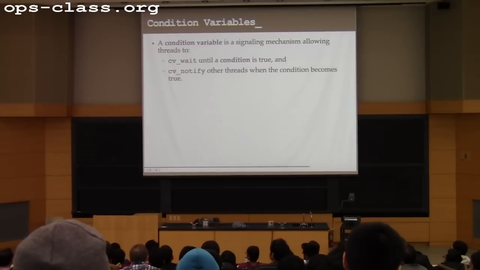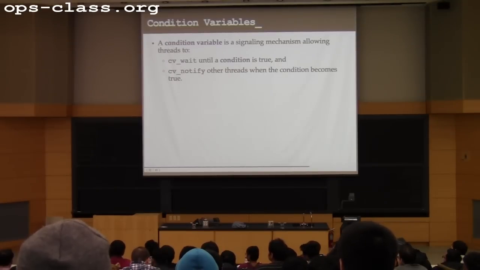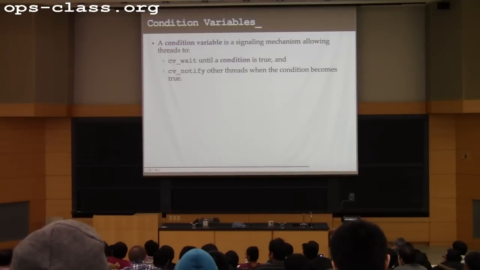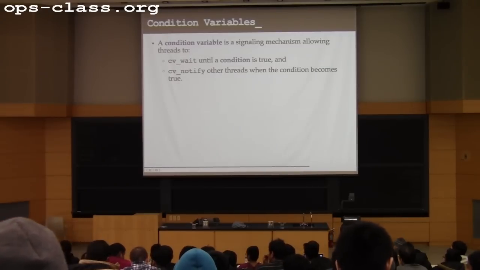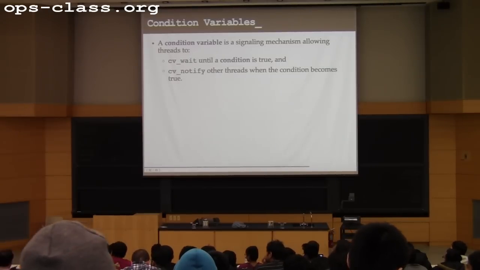Now, I think people get a little confused about the name. They're like, what's the condition? The condition variable doesn't have any idea. It's really just a signaling mechanism. CV wait says, I am waiting for this condition to change, potentially to become true or false or whatever, but I want the operating system to tell me when I should re-examine the condition.